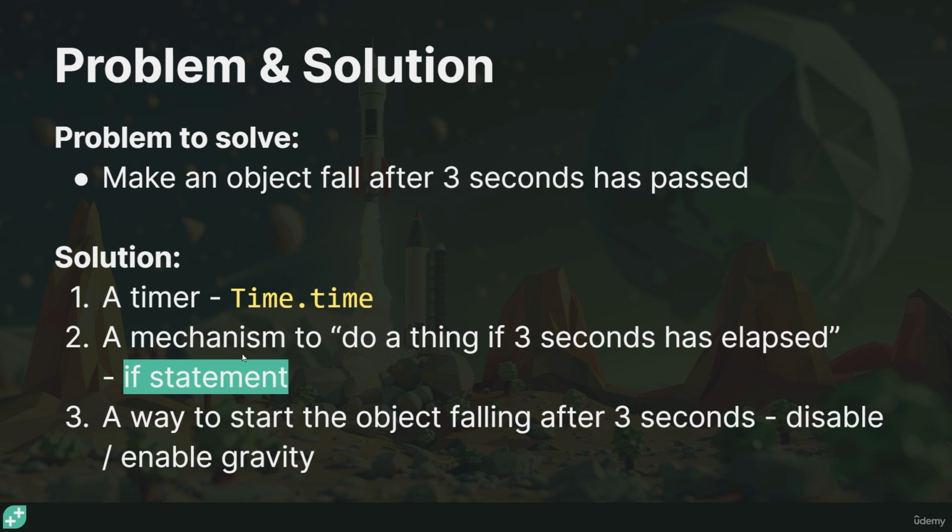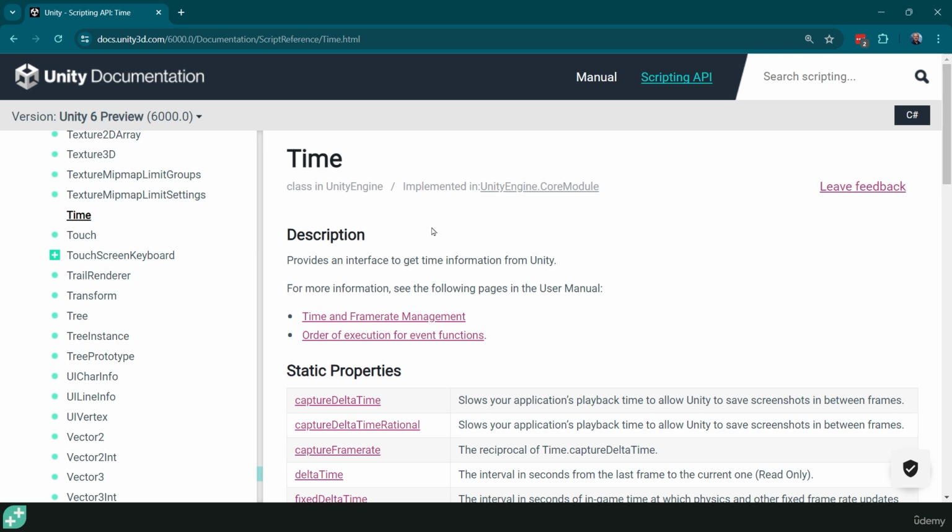And then when 3 seconds has elapsed, we need an if statement that says, turn on gravity for this object. So there's my problem, there's my solution. And as you get better at game development, you'll get more of these solutions that you already know about, so that when a problem comes up, you can say, aha, I've done this before and I know the solution to it.